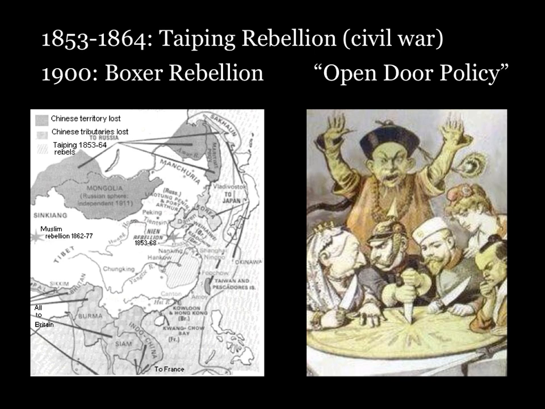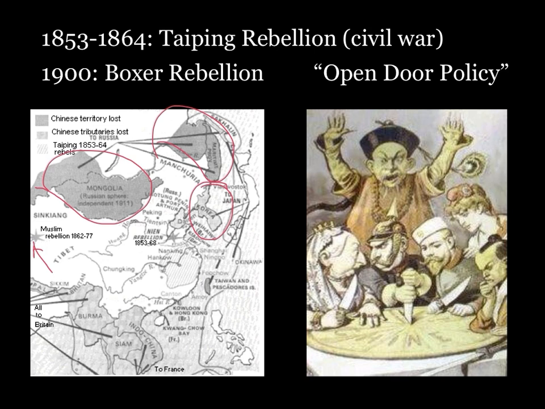So if we look at this map here, you can see that Mongolia falls to Russia, essentially. This area right here along the Pacific also falls to Russia. Japan will take over Korea. And then you have all these little rebellions, including other foreign rebellions, like a Muslim rebellion here in Western China, that lead to this decentralization.